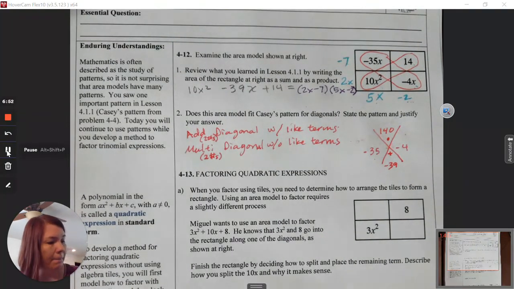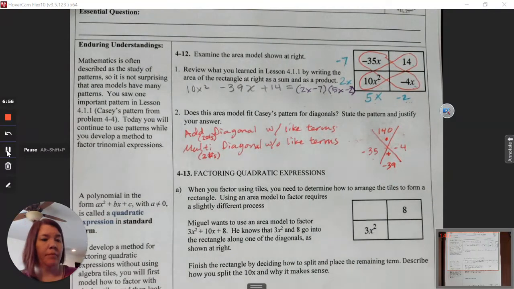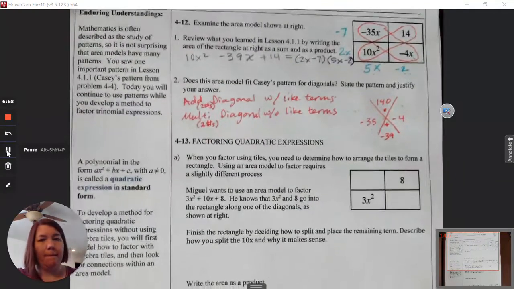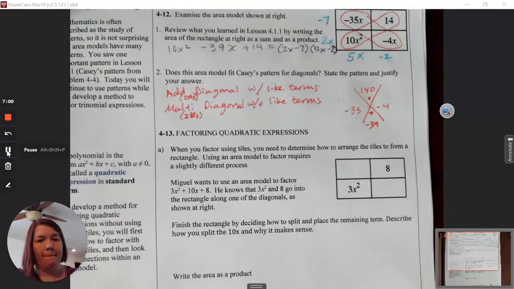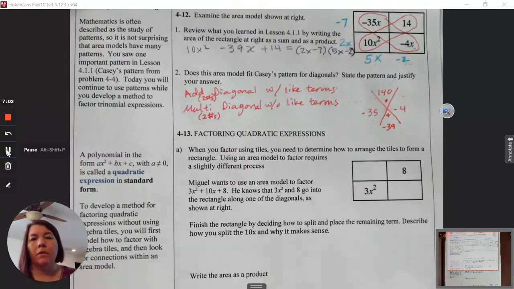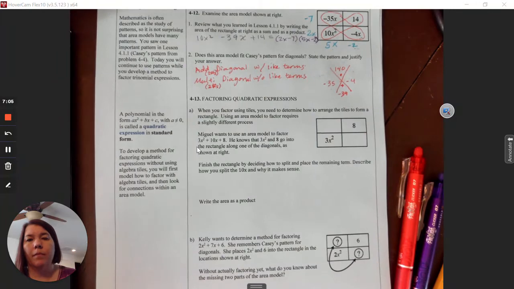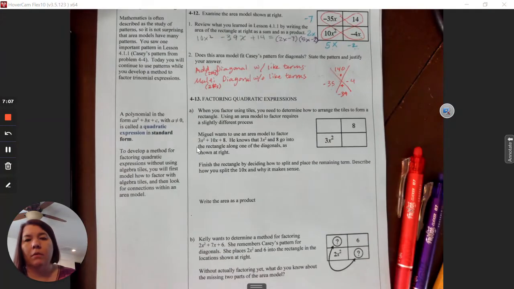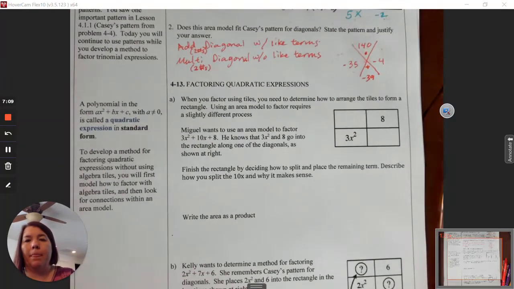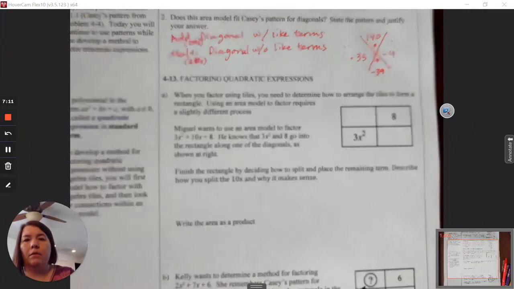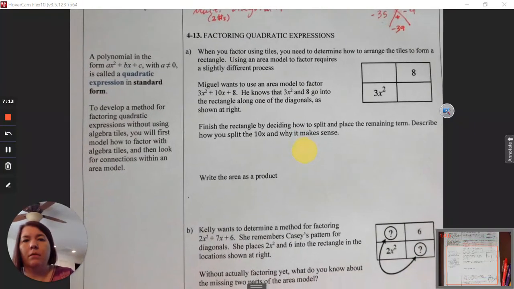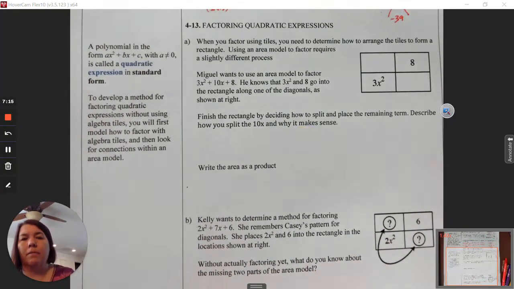Okay, so let's continue. Okay. So when we factor using tiles, we need to determine how to arrange the tiles to form a rectangle. Using an area model to factor requires a slightly different process.